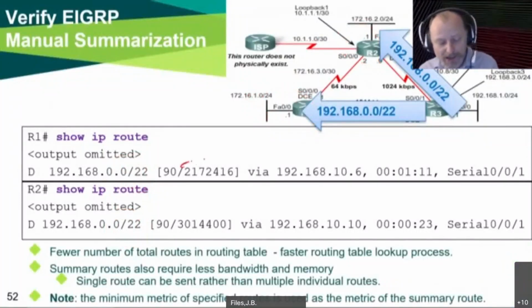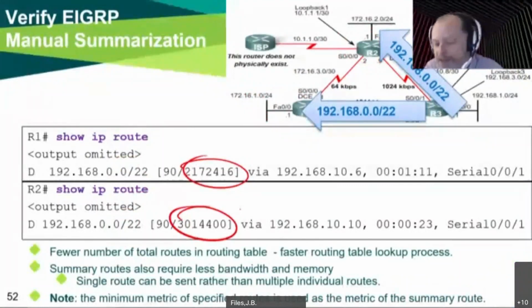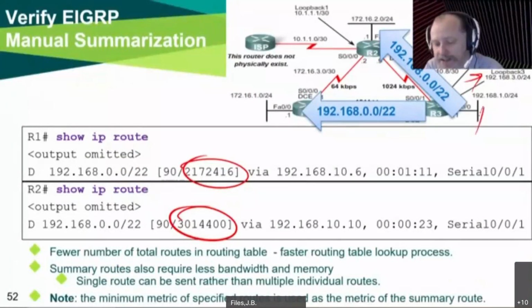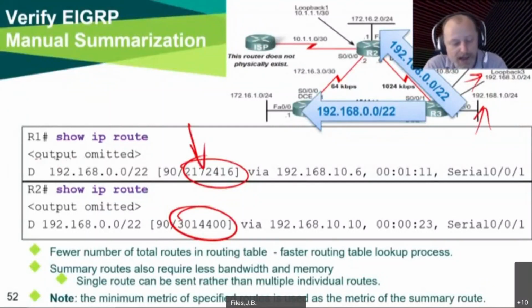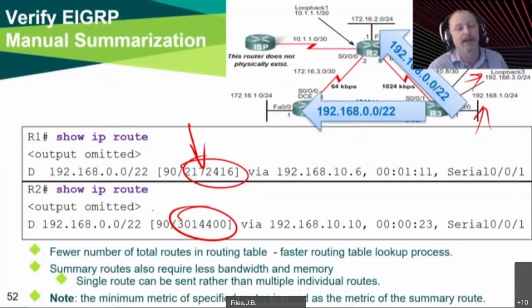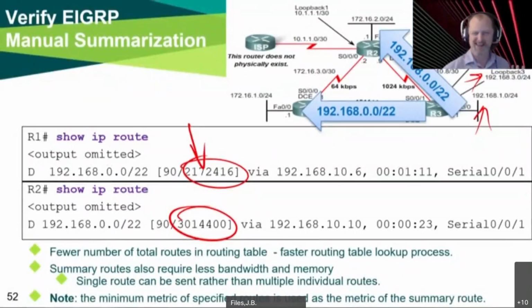Also, how do we calculate what the metric is? Well, we just pick the minimum metric of the constituent routes. That's the metric of a summary route: the smallest metric of the routes that make it up. Does that make sense?